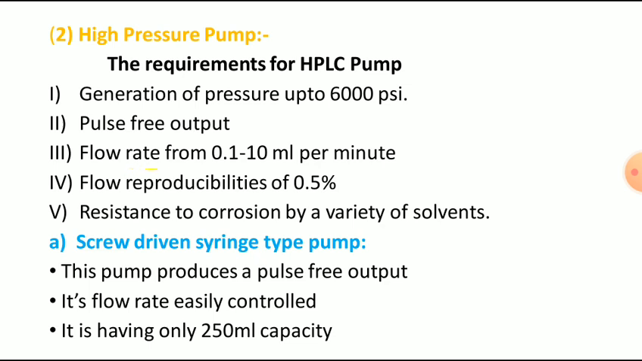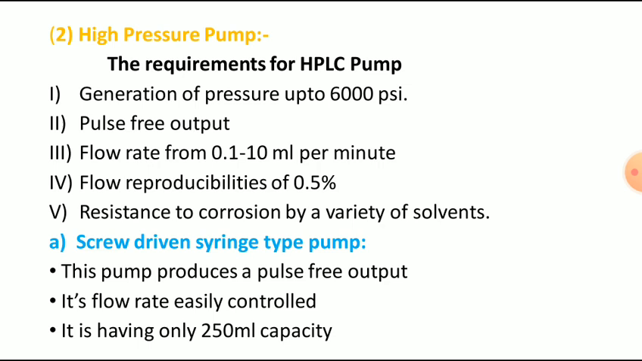Third one, flow rate from 0.1 to 10 ml per minute. That means per minute it should pass 0.1 to 10 ml of the mobile phase. Then flow reproducibility of 0.5%. And resistance to corrosion by a variety of solvents. That means it should not corrode with any kind of solvent.